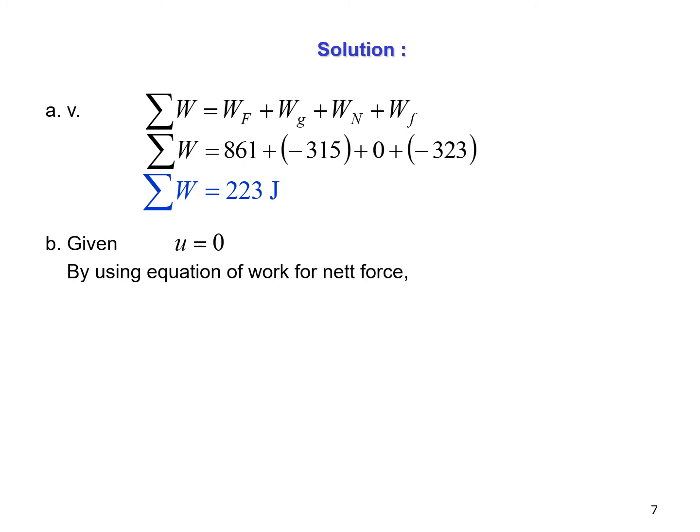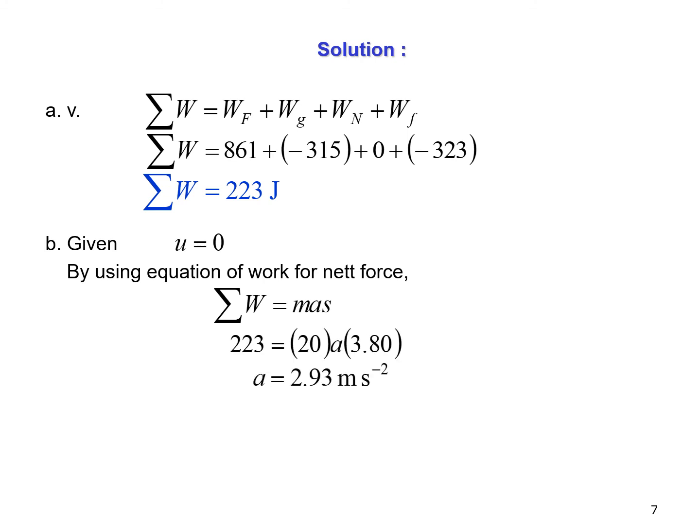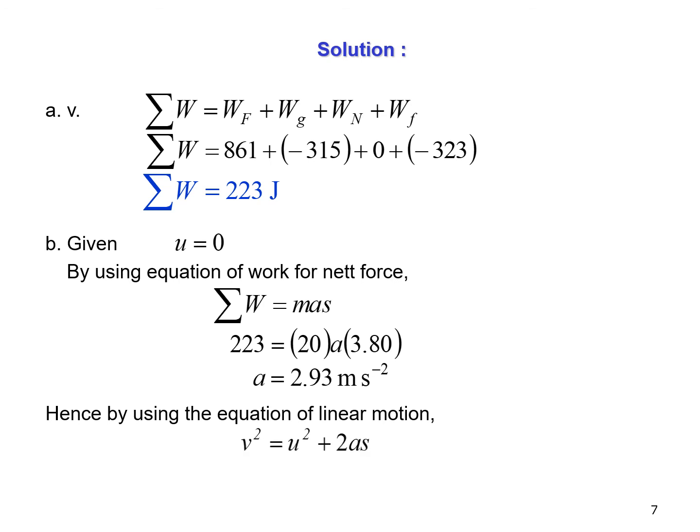Since the initial velocity is given as 0, using the equation of work for the net force, we can calculate the acceleration. Once you have the value of the acceleration, you can use the equation of linear motion. The initial velocity is 0, we have the value of displacement and the value of acceleration, therefore you can calculate the final velocity. That's all for example 2.